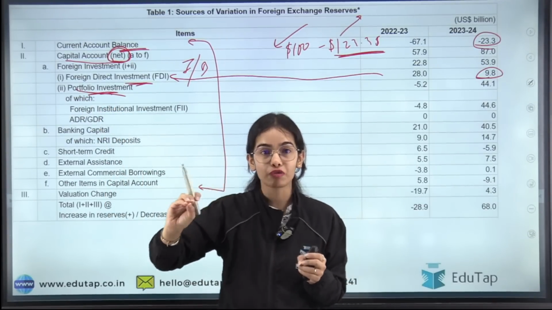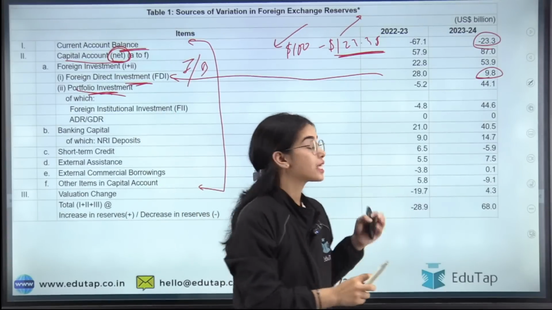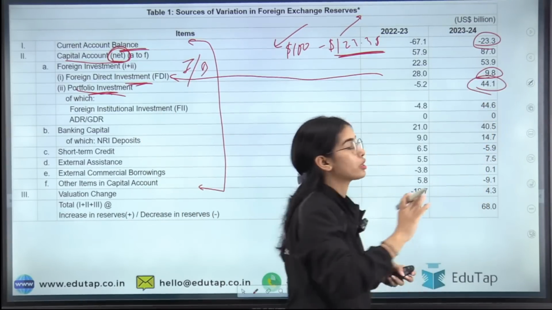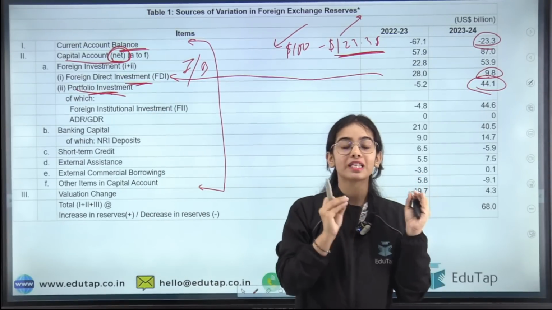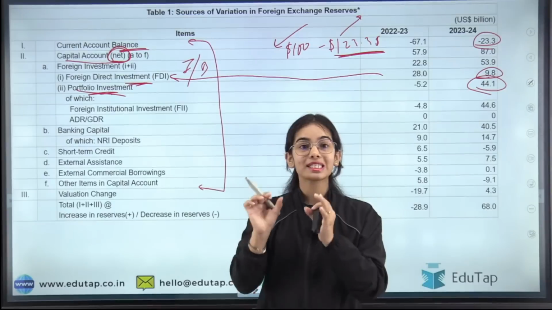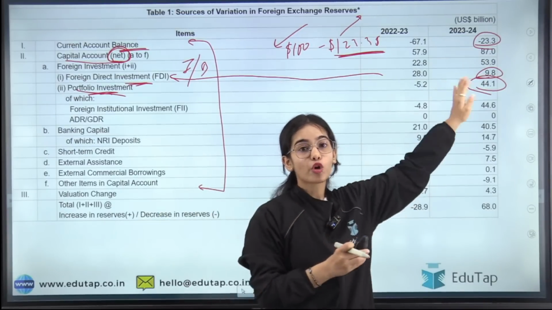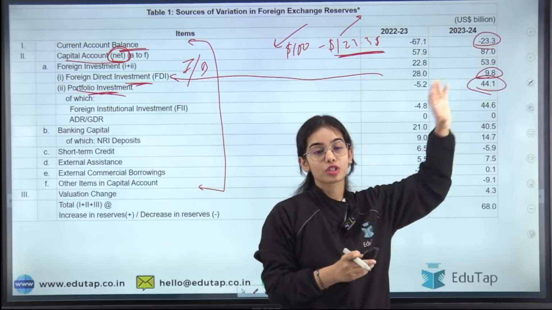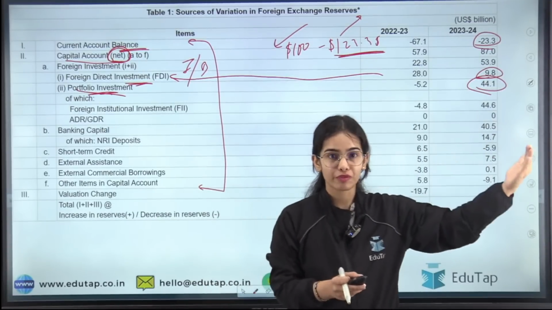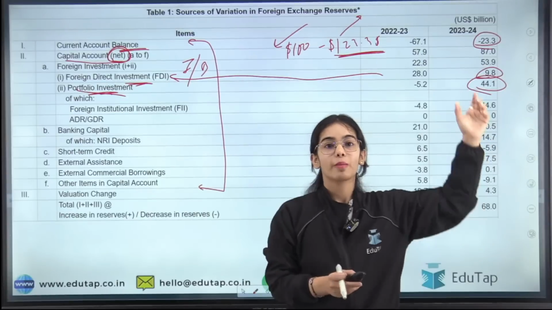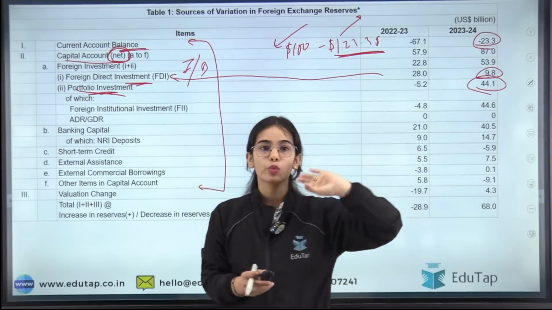The foreign portfolio investment that has come into our country is $44.1 billion. So you can understand that a lot of portfolio investment has flown into our country, because the net portfolio investment is $44.1 billion. So we are getting the portfolio investment, and we are doing portfolio investment in other countries also, but the net amount is $44.1 billion.